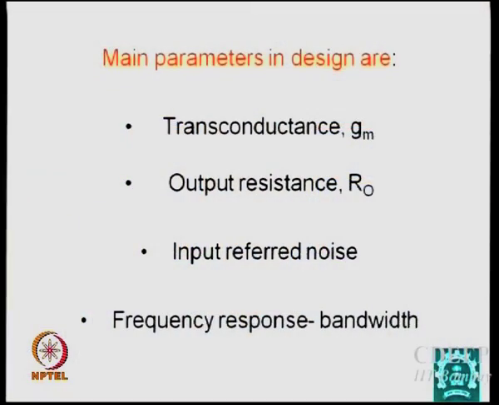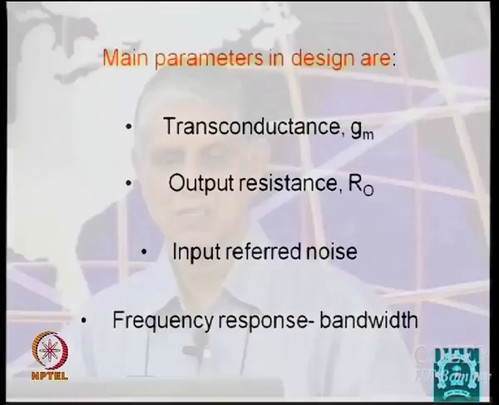There are three parameters which you shall work with in analog design. These are our bread and butter parameters: the transconductance gm, the output resistance r0, and the third and most important, input referred noise. Those are the three parameters important as far as the gain side is concerned. And finally, for all analog circuits, we are worried about bandwidth, which is our frequency response. How you tackle each of them and still do not lose on the others is what the game of design is all about. So we stop here today, and we will come back next time.